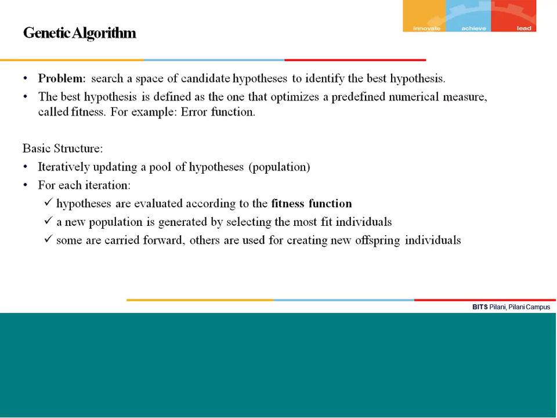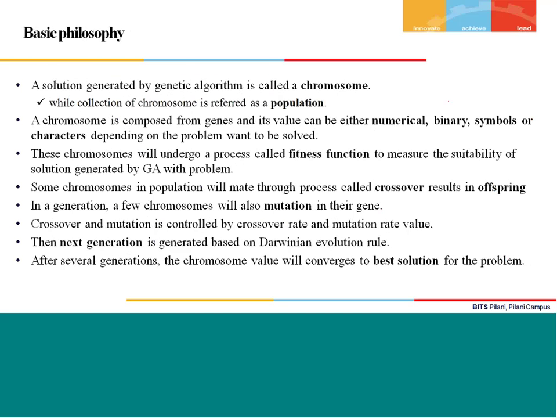The basic structure of a genetic algorithm is to iteratively update a pool of hypotheses. In the first generation, we randomly take a few solutions, or hypotheses, and assume they may do well on our problem. Iteratively, we refine or change those hypotheses using the operators of the genetic algorithm, and gradually we find that whatever random hypotheses we started with, we end up with a final hypothesis that is optimized. That is the basic philosophy.